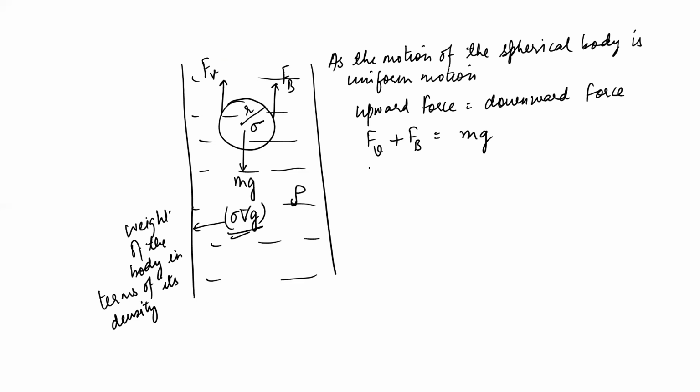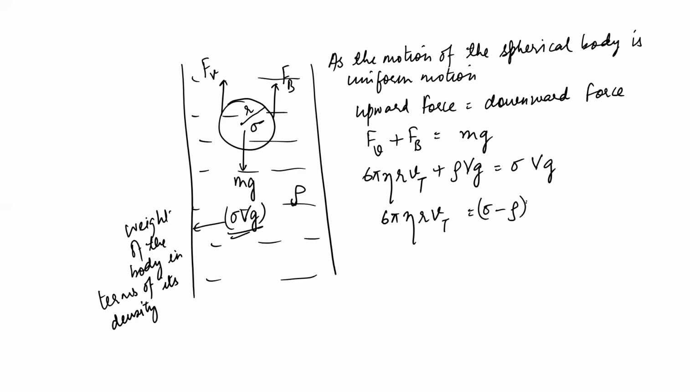So viscous force is given by 6 pi eta r Vt. This is the terminal velocity. And the buoyant force is given by rho Vg. So 6 pi eta r Vt is equal to (sigma minus rho) into V into g.